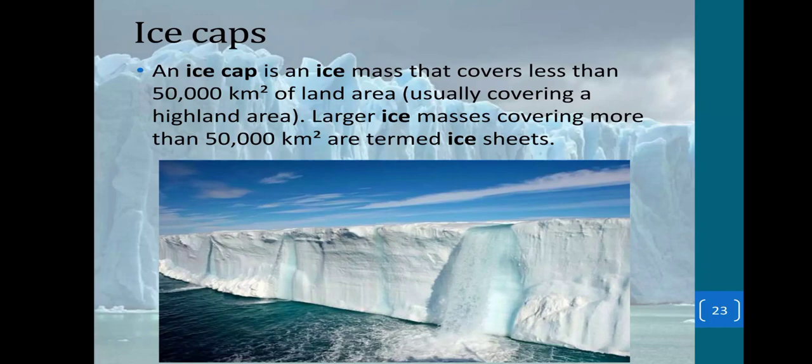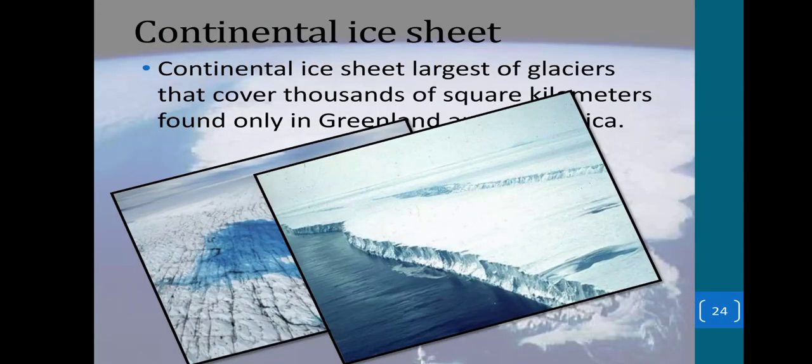We have also the ice caps. So an ice cap is an ice mass that covers less than 50,000 square kilometers of land area, usually covering a highland area. Larger ice masses covering more than 50,000 square kilometers are termed ice sheets. Then we have also the other form of glacier, the continental ice sheet. The continental ice sheet, largest of glaciers, covers thousands of square kilometers, found only in Greenland and Antarctica. So that is greater than ice caps.